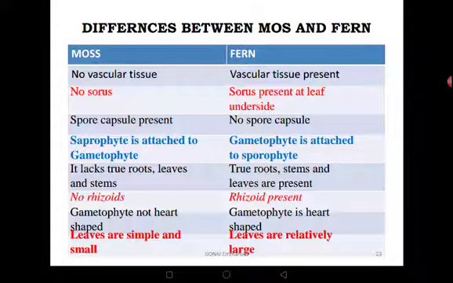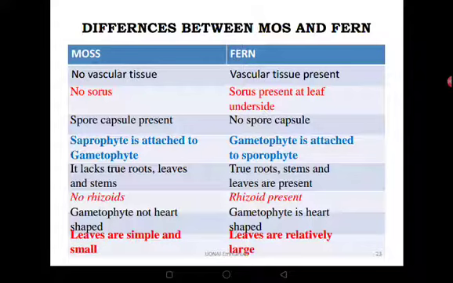What about the differences? The differences between the fern and the moss? The moss has no vascular tissue. That's what we said. They don't have vascular tissue. The xylem and the phloem are absent. What about the fern? The fern has vascular tissues. The moss has no thallus that produces the spores, but it is found in the fern. In the moss, the spore capsule is present. In the fern, no spore capsule is present.